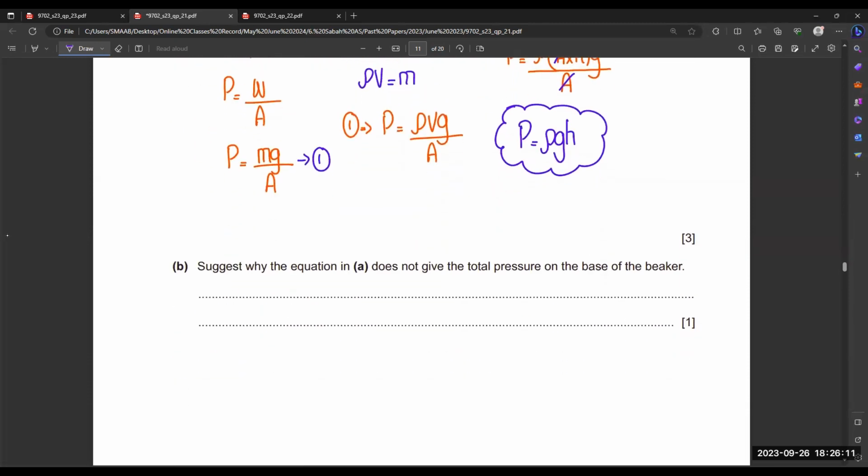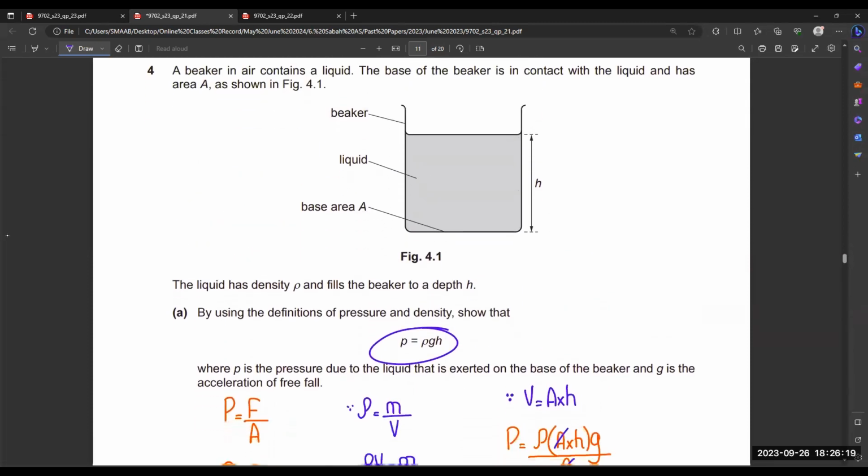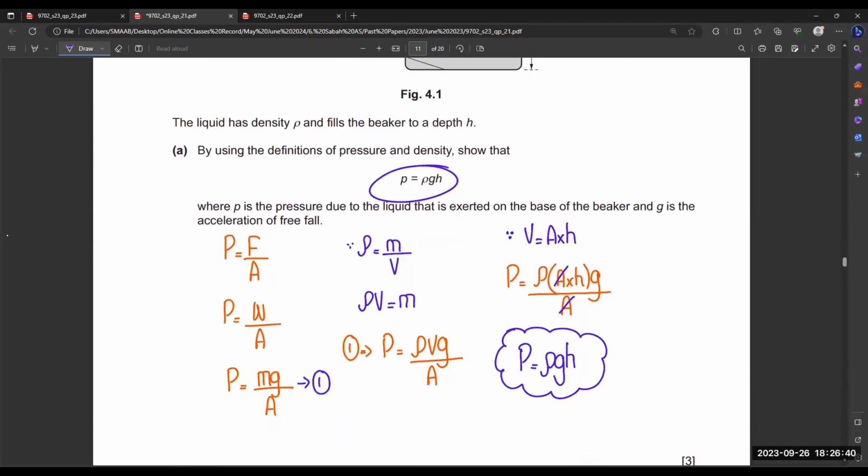And the next part asks why the equation in A does not give the total pressure on the base of the beaker. You may take the reference from the diagram. So why does this equation not give you the exact pressure on the base of the beaker? Because we only calculated the pressure in liquid, right? With this equation, we are only able to find pressure in liquid.